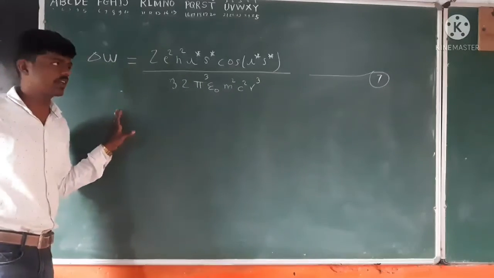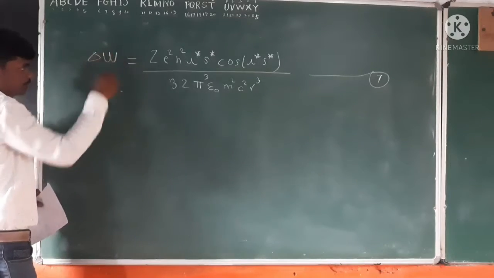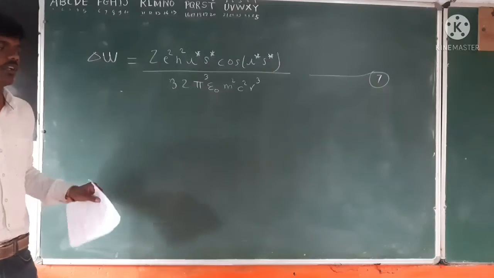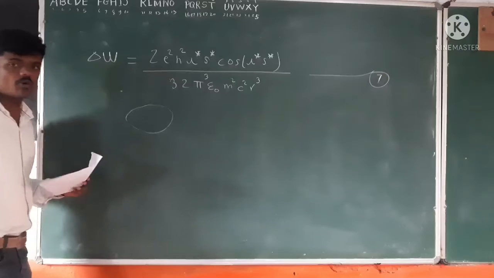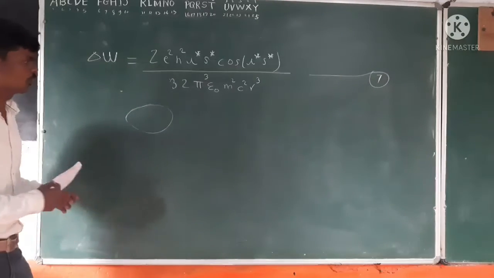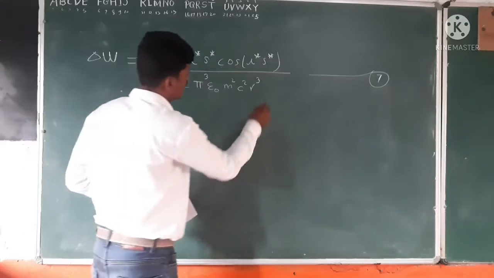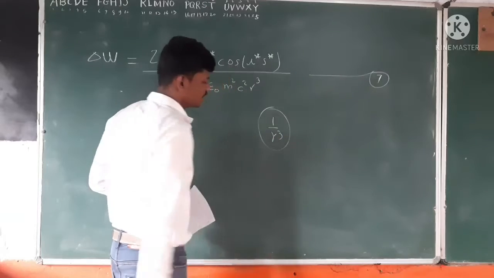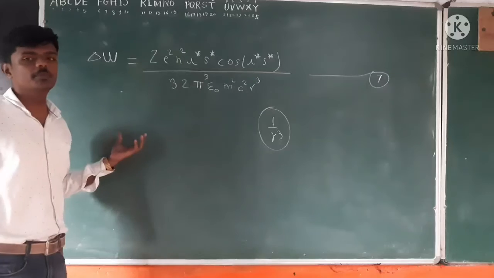We found the interaction energy, delta capital W. So this is the interaction energy. Here we have an electron in this elliptical orbit. We know this electron revolves around the nucleus in an elliptic orbit. So we have to calculate the average value of this quantity, 1 by R cubed. We have to calculate its average value because it is an elliptical orbit.